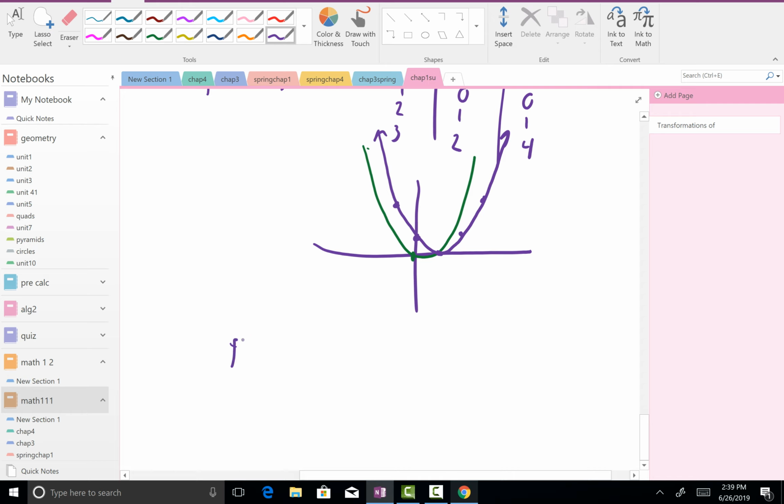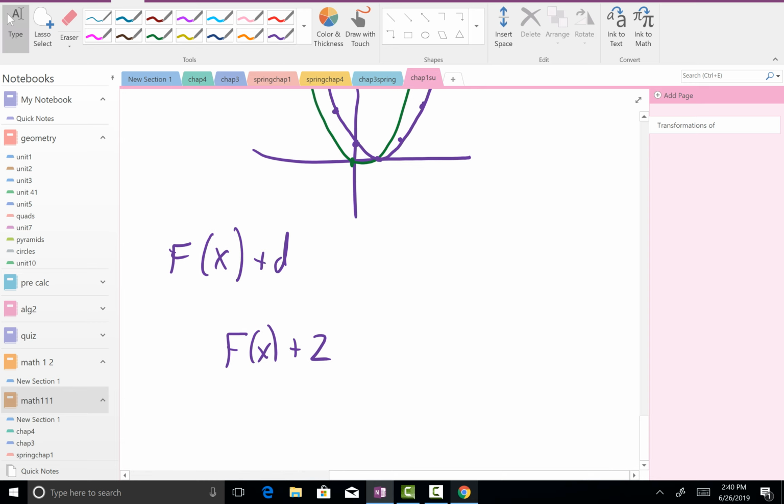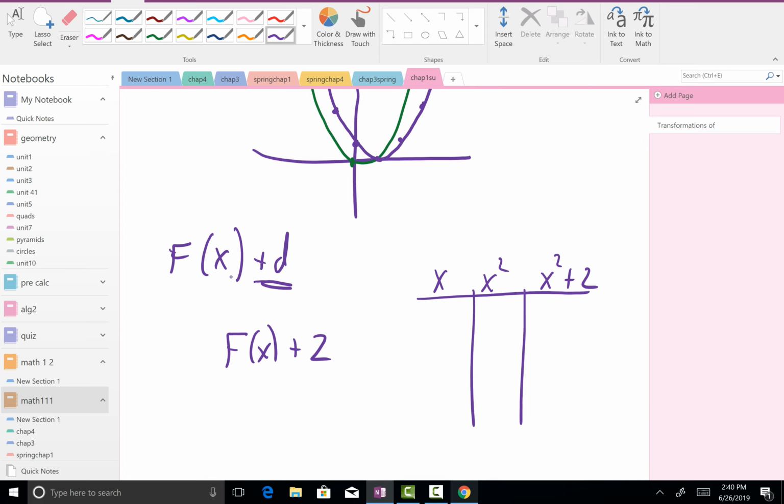Last one, numerically. So if we have f of x, and then I'm going to put a d out here. So let's go f of x plus 2, for example. All right, I'm going to make my same chart here. Okay, so now I'm squaring and then adding, because the d is outside of the parentheses of the f of x, not on the inside where it affects that x. The d is not affecting the x, it's affecting the output or the y.